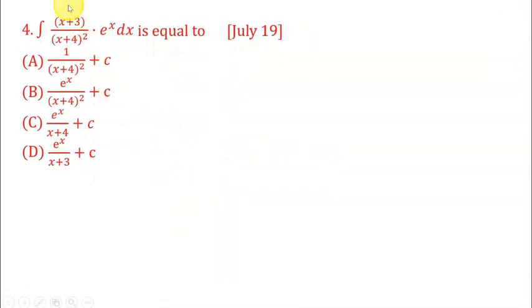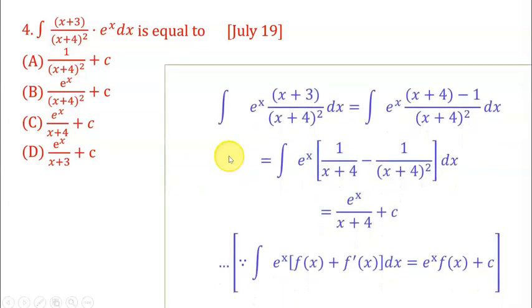Now next, integral of (x plus 3) upon (x plus 4) bracket square into e raised to x into dx is equals to. Okay, now to solve this example, we'll apply this type of arrangement. Arrange the numerator just like the denominator. Therefore, integral e raised to x, x plus 3 can be written as x plus 4 minus 1 upon (x plus 4) bracket square.